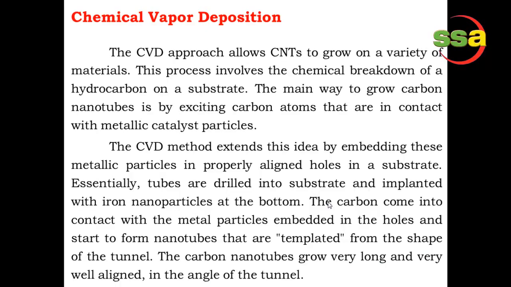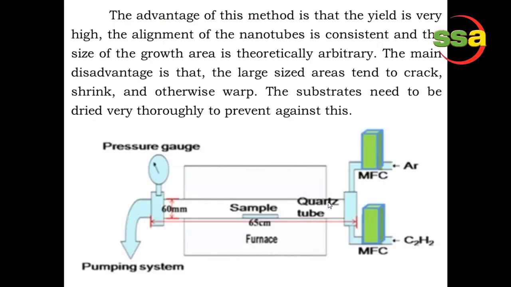And now the next one is the chemical vapor deposition method. See, the experimental setup for the synthesis by chemical vapor deposition is like this. Here also there is a tube, and in that tube we have a sample which can be evaporated and targeted to the target so that nanotubes can be obtained.